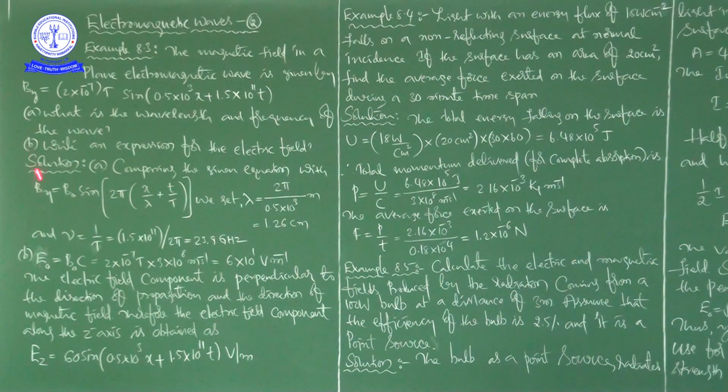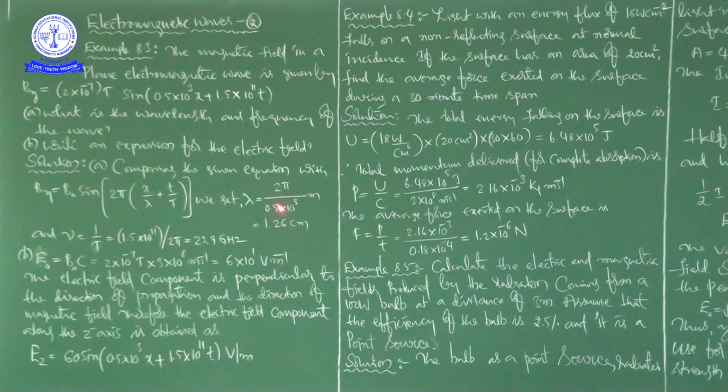Comparing the given equation with By equal to B naught sine 2 pi into (x by lambda plus t by capital T), if we compare these two, we get lambda equal to 2 pi by 0.5 into 10 power 3.